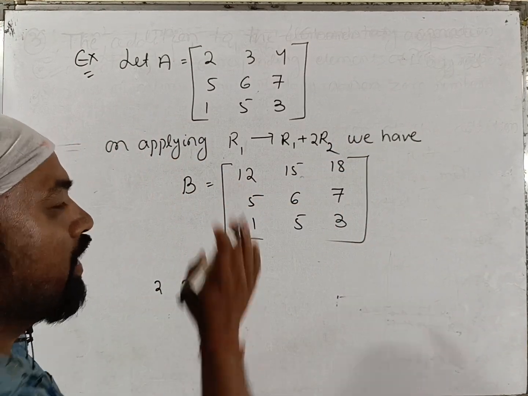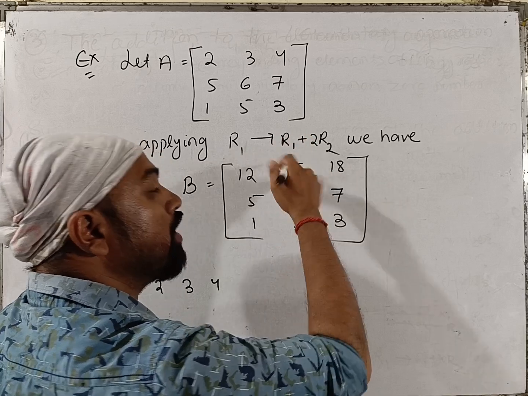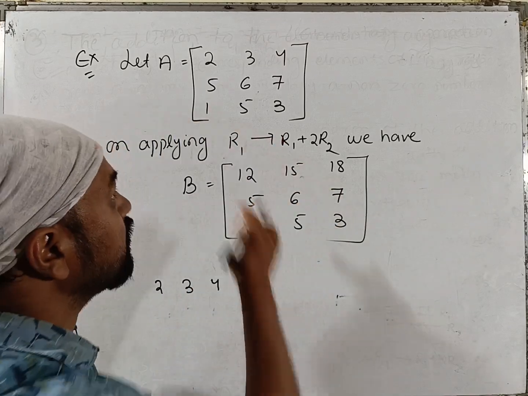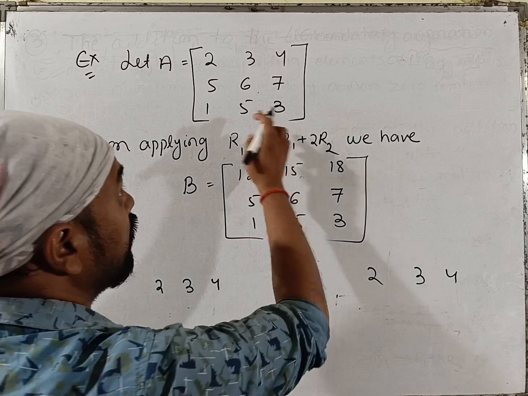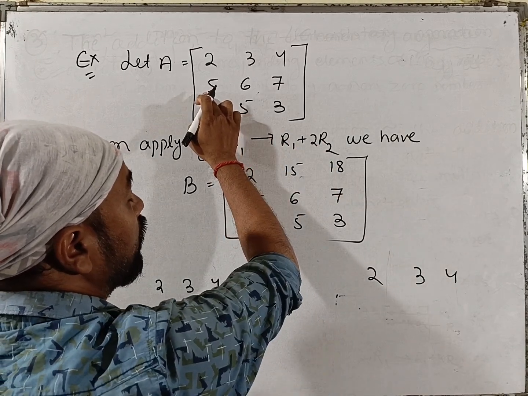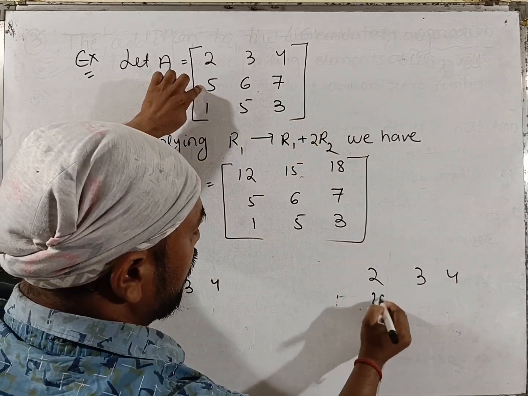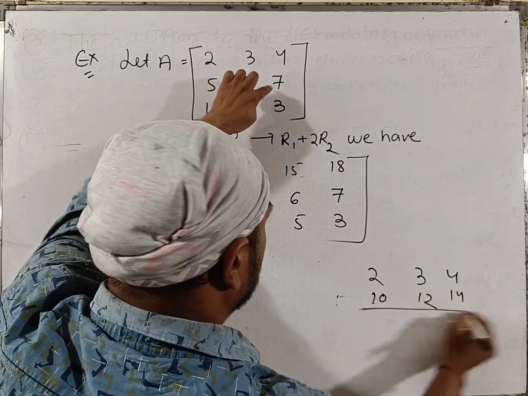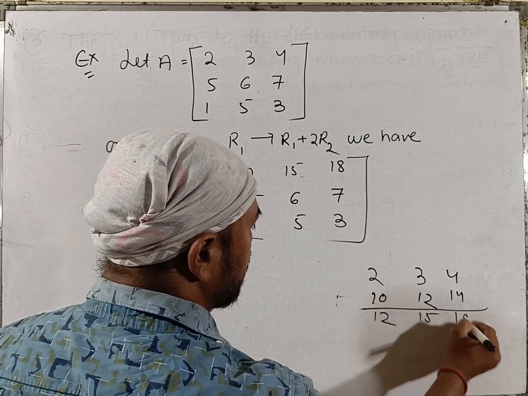How is it replaced? The condition given is that the corresponding elements of row 1 will be added to the corresponding elements of row 2 multiplied by 2. That means the row 1 elements are 2, 3, 4. Then you have to multiply 2 to each and every element present in row 2. That means 2 5s are 10, 2 6s are 12, 2 7s are 14. Then you have to add the corresponding elements. This is 12, this is 15, this is 18.